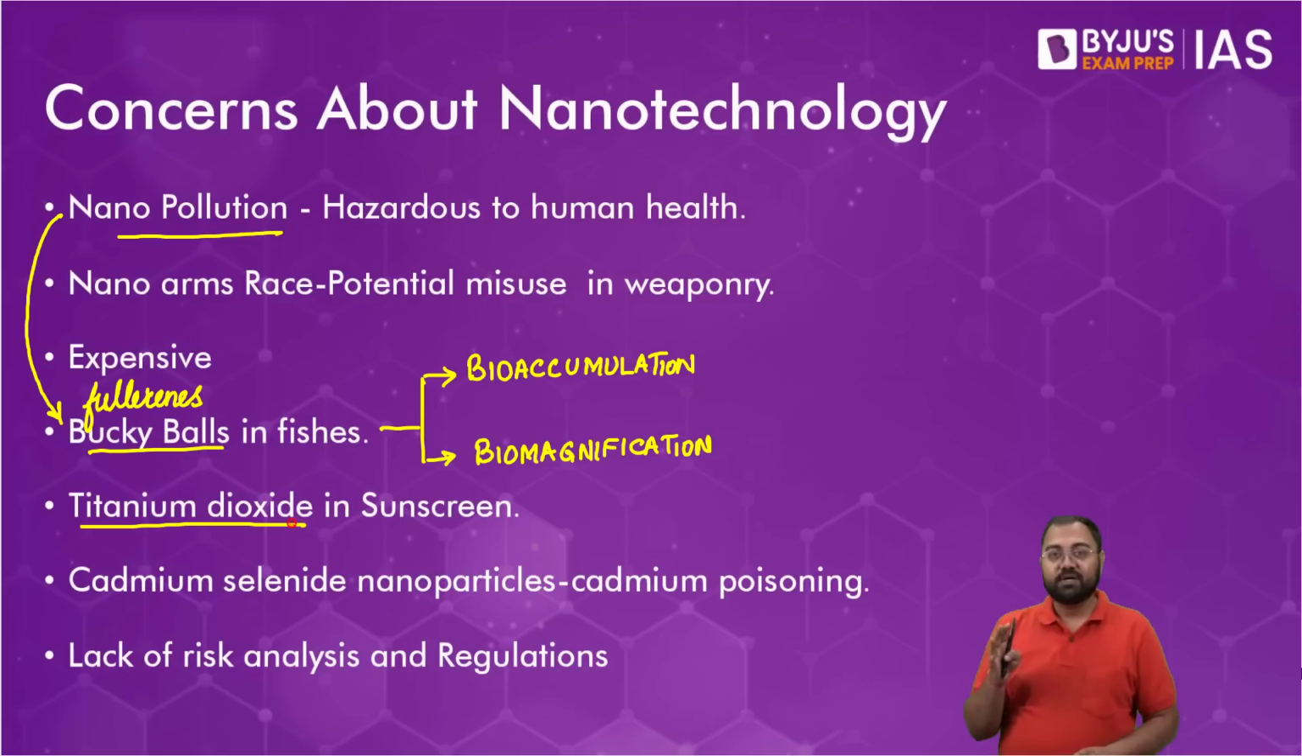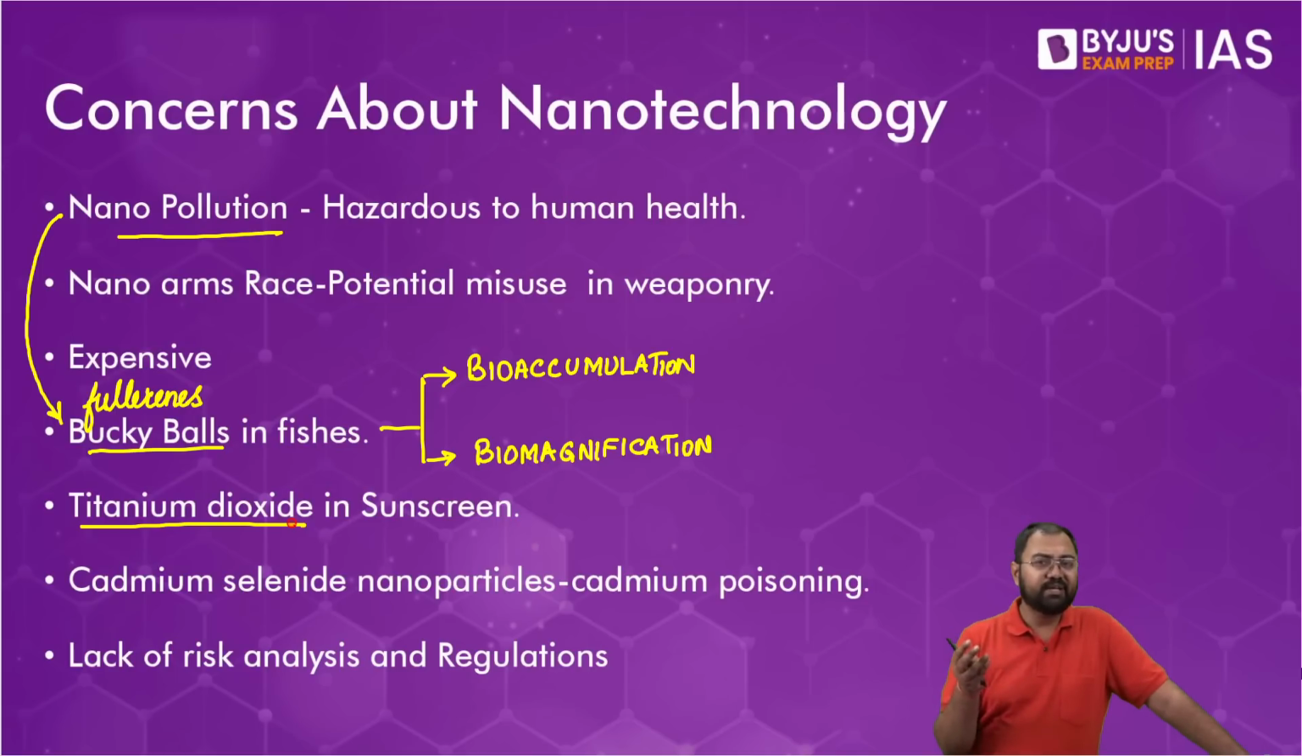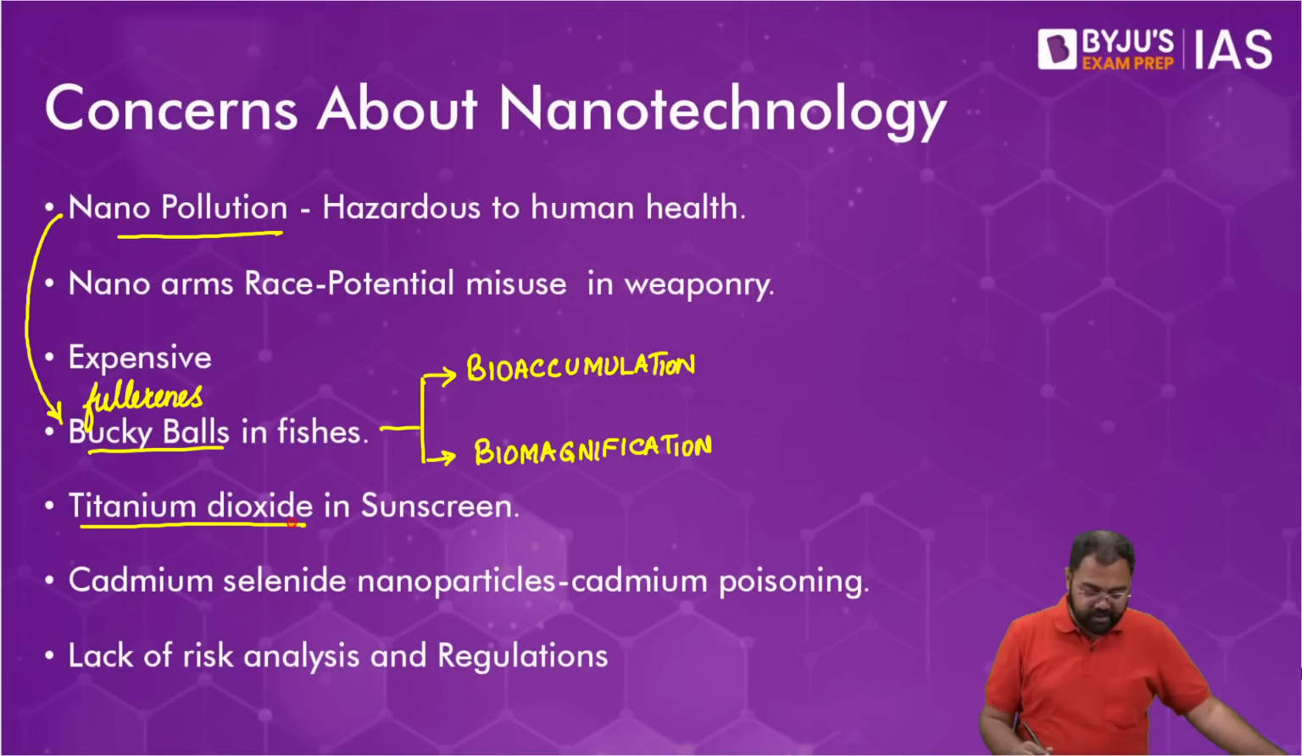So then there was a value that was put, that only up to this level titanium dioxide could be used. Beyond that you cannot use titanium dioxide, because if you're using it in higher concentration, then it can become harmful for you. I think it was something like 10 nanogram per ml or something like this, the peak concentration level that was allowed. So then we saw that there was a decrease.